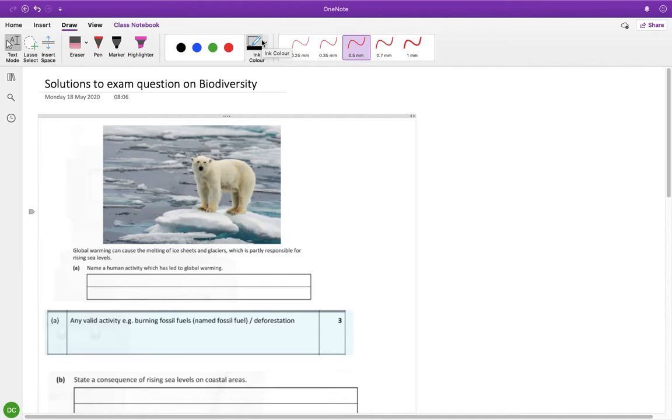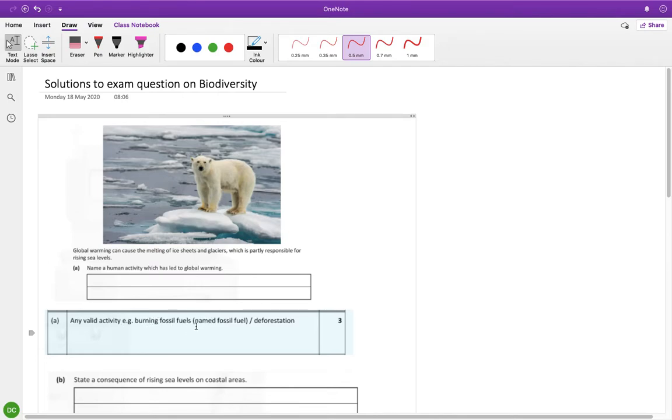So I wanted to show you the question because it is, as I've been saying, quite logical, and the answers. So anyway, we go through it. Global warming can cause melting of the ice sheets and glaciers, which is partly responsible for rising sea levels. Name one human activity which has led to global warming. Okay, and as you can see, this is from the exam papers, any valid activity. So you can talk about burning fossil fuels.